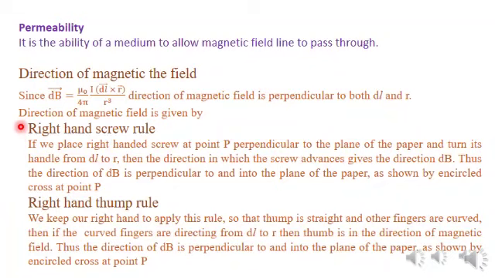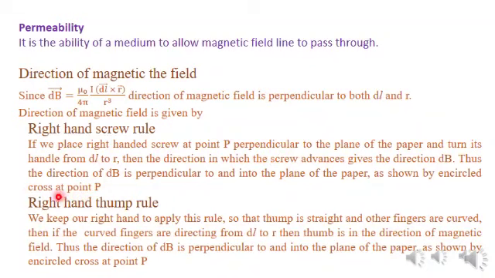Right hand screw rule. If we place right hand screw at a point P, perpendicular to the plane of the paper and turn its handle from dl to r, then the direction in which the screw advances gives the direction of magnetic field. Thus, the direction of magnetic field is perpendicular to and into the plane of the paper as shown by the encircled cross at point P.